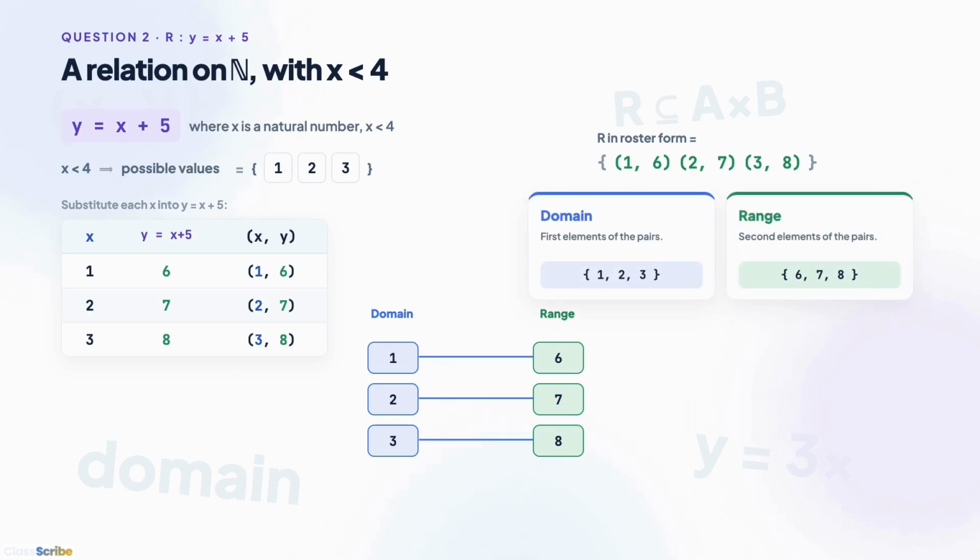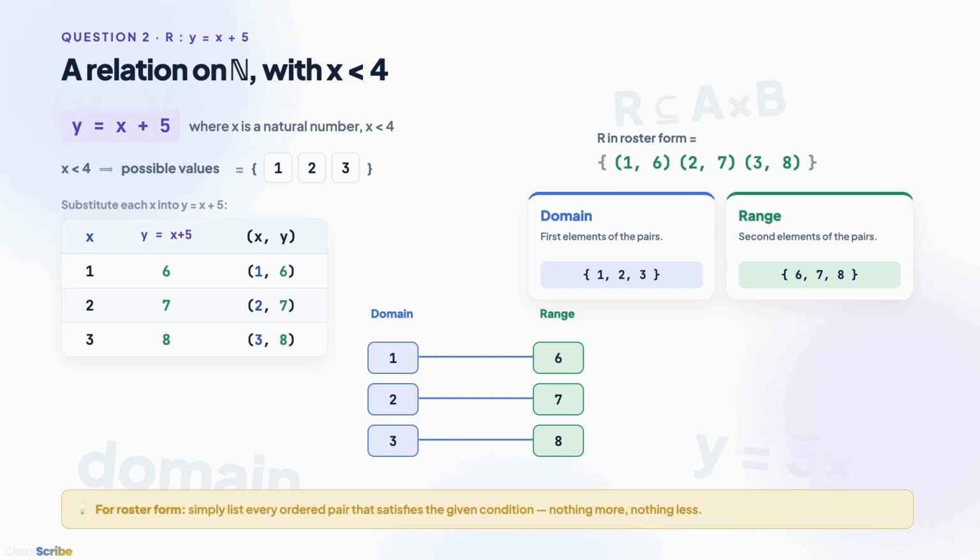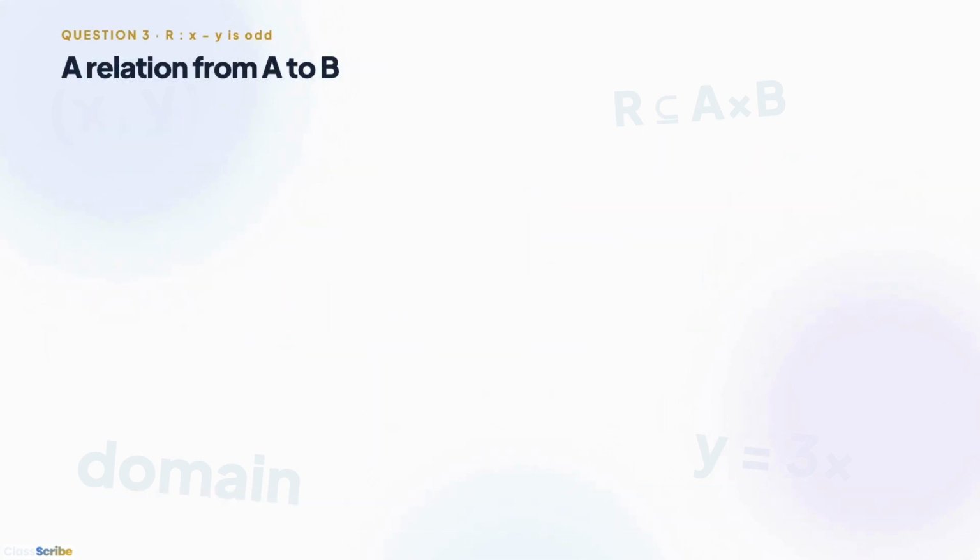The domain is {1, 2, 3}, and the range is {6, 7, 8}. Every time you write a relation in roster form, simply list all the ordered pairs that satisfy the given condition. Now let's solve the third question.